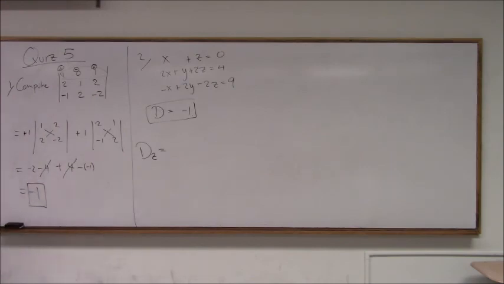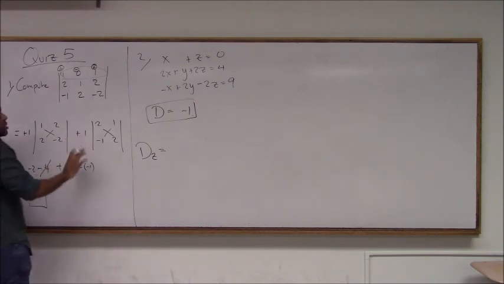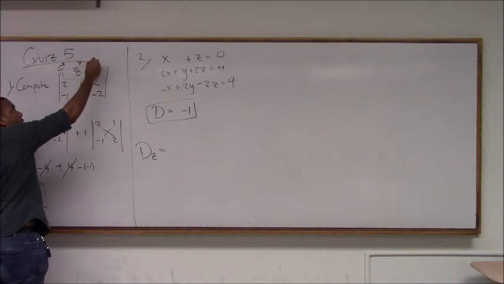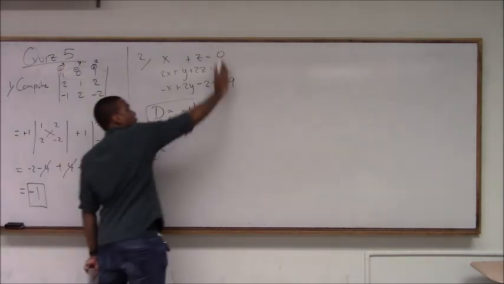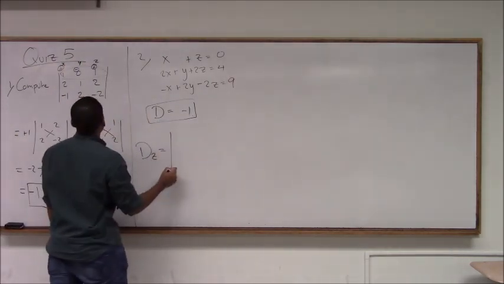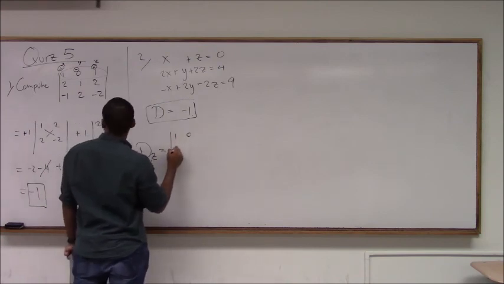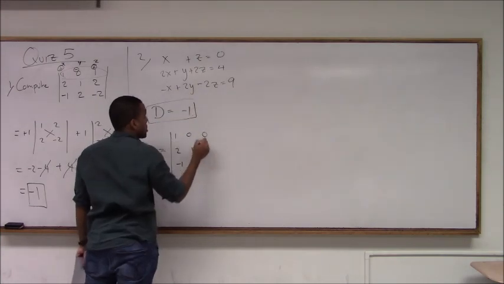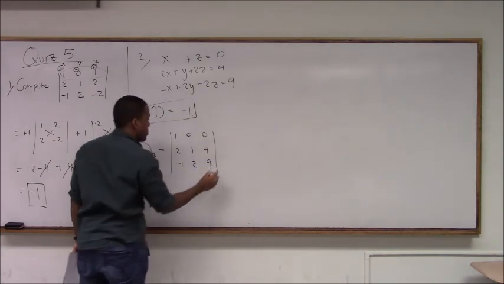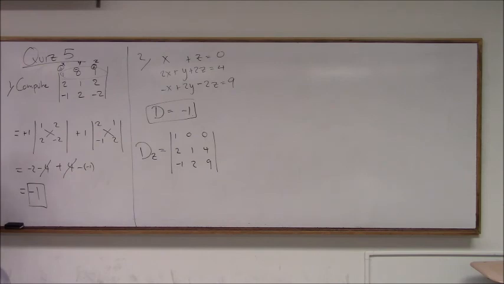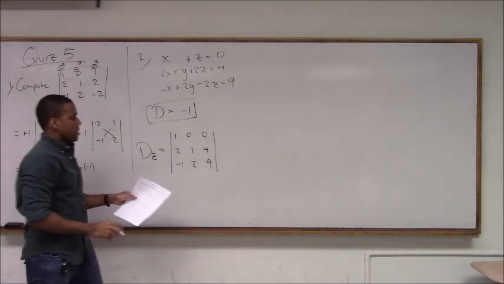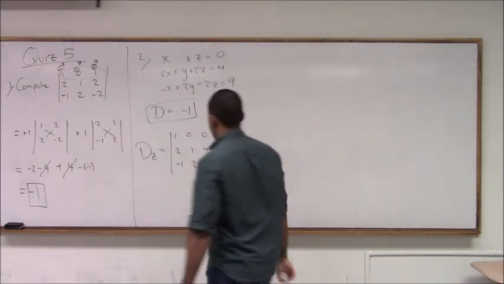And how do we find Dz? You would replace the z column with 0, 4, 9. So this would be like the x column, the y column, the z column. Replace the z column with the constant matrix. So you're pretty much going to copy down the first two columns of this guy and then replace the last with this guy. And now you'd find the determinant of that. So this is what you should have filled in here.